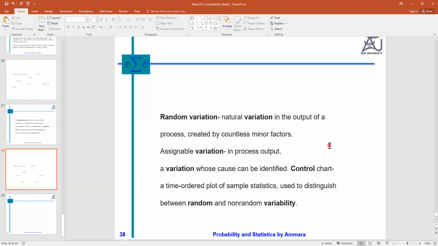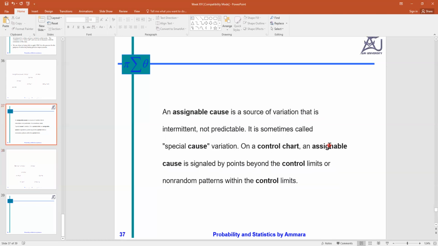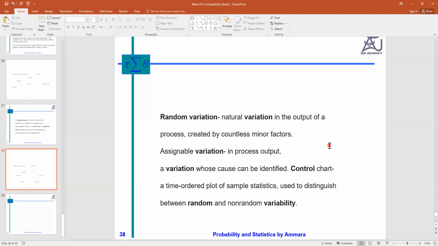So this is the basic concept of random cause and assignable cause, where assignable cause is in our control, can be rectified, can be determined, can be fixed, and the process becomes in control. Whereas in random cause, we cannot do anything because this is inherent in the process, and this is the output of so many countless minor factors. So the researcher cannot do anything with it. If the process is out of control due to assignable cause, it can easily be rectified and made in control. But if the process is out of control due to random variation, then we cannot do anything to make it in control.